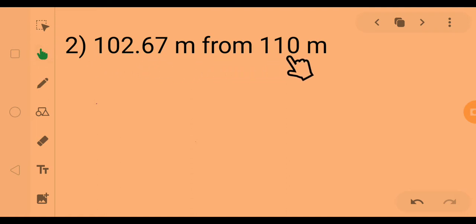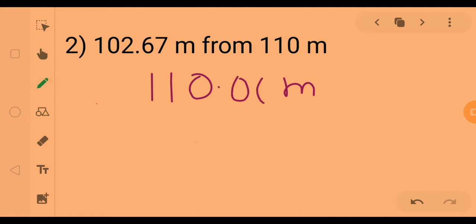102.67 meter from 110 meter. So as I said in the first problem, from 110 meter we are subtracting 102.67. So from which number we are subtracting, that particular number we have to write first, that is here 110 meter. In the second number there are two decimal places, therefore for the first number also we provide two decimal places, that is 110.00. Then we write the second decimal number, that is 102.67.